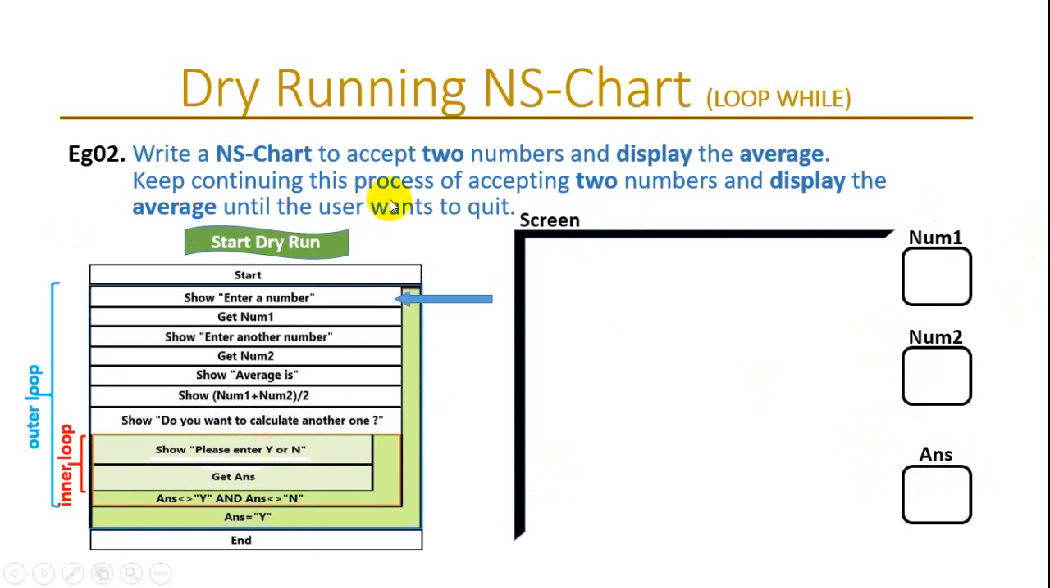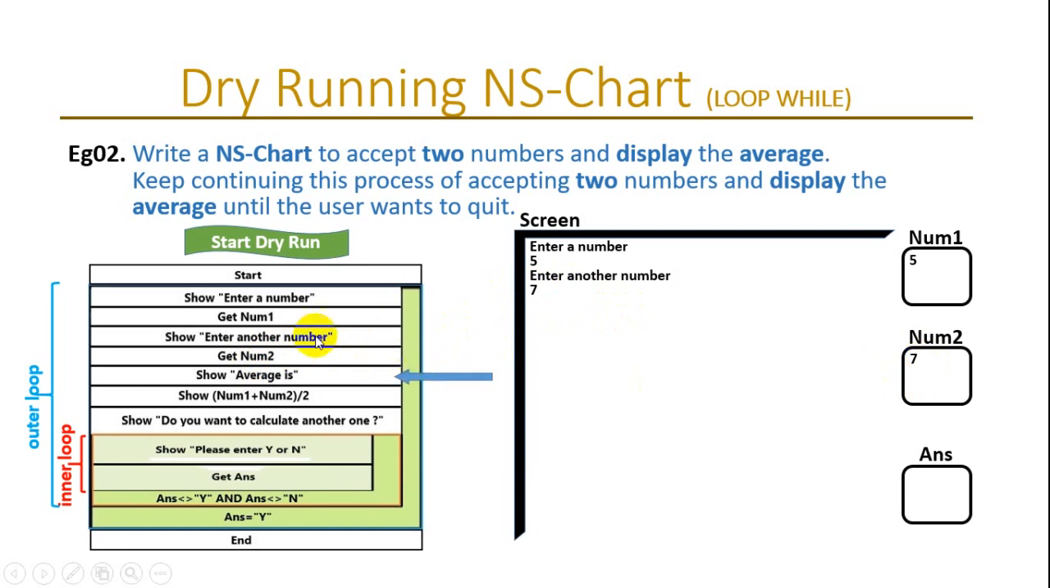Starting, okay, then it says show enter a number, so it will appear on the screen, then go to get num1. Now it's waiting for a number to be typed by the user. Let's say we type 5. Then the 5 will be taken by num1, so num1 will become 5. Then you go to the next line and it says enter another number, so that message comes up. Then you go to get num2, so the computer will wait for the second number. The user types 7, you can type any number, I'm just taking an example here. This 7 will be accepted by the num2 variable, so this will become 7.